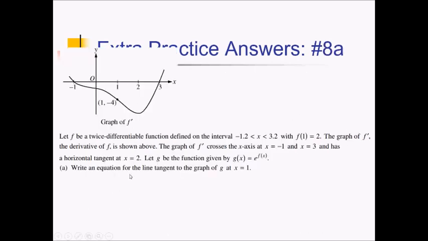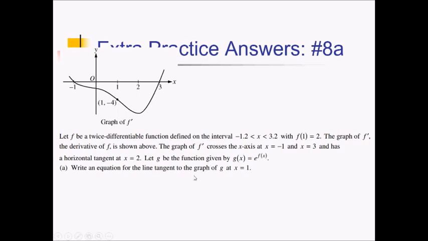On this free response problem, we're given this graph of f prime on the interval negative 1.2 to 3.2. We're told that f of 1 is 2, and we're also told where we're crossing the x-axis. So it basically is what it looks like. We're crossing at negative 1 and 3. We have a horizontal tangent at 2, and then there's the g function that is really just e to the f of x, which is kind of interesting.